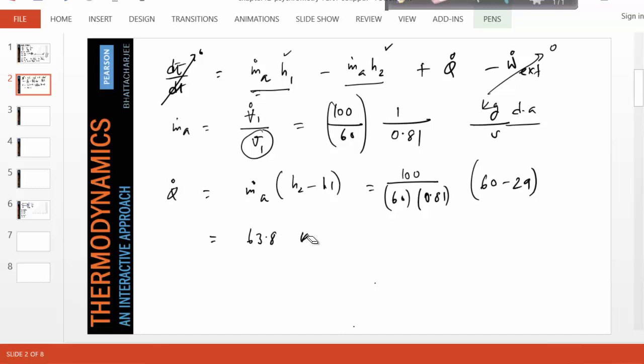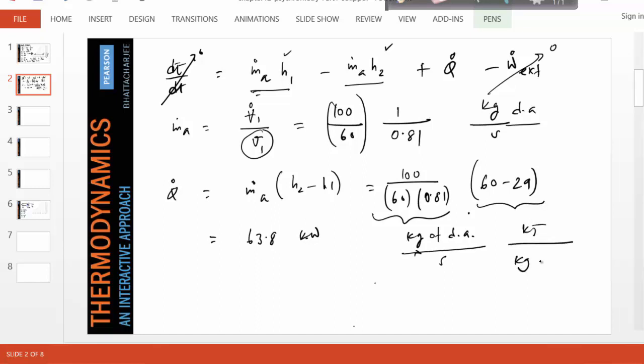How do you get kilowatt here? This is kg per second, kg of dry air per second, and this is what? Kilojoule per kg of dry air. So as you can see, they get cancelled. We get kilojoule per second, or kilowatt.